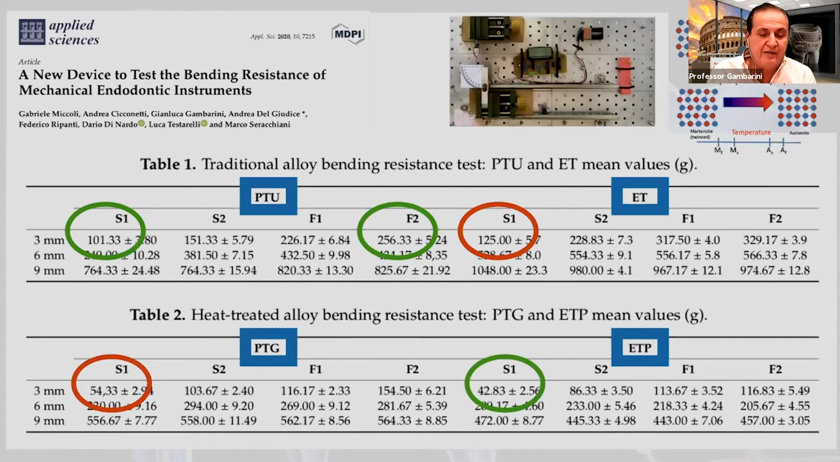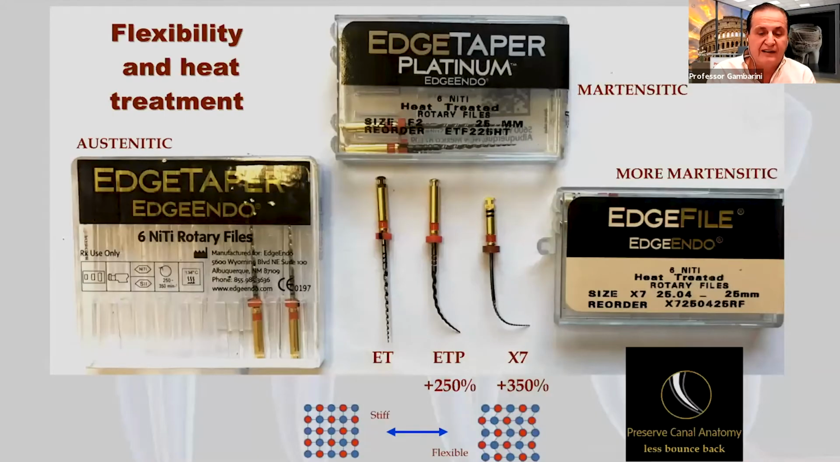So the S1 from Edge Taper Platinum becomes way more flexible than S1 by Pro Taper Gold. And the same happens for the F2. So practically speaking, one treatment increases a little bit less than 2 times, and the other heat treatment increased quite a lot. And we can see this.